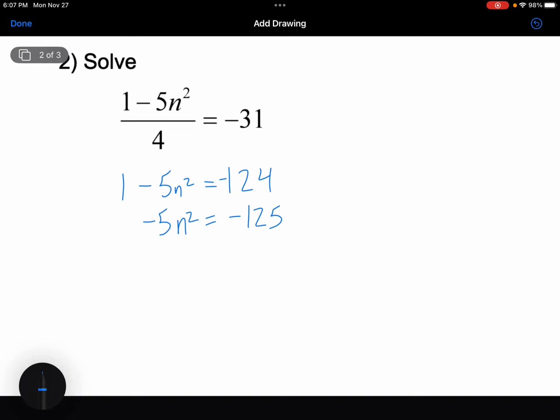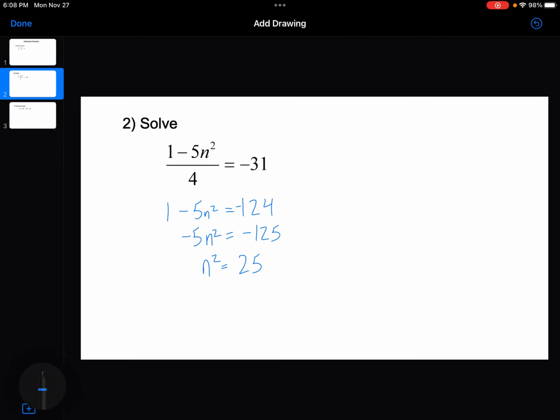Now there's really two ways to solve this. So we can create n squared equals 25 by dividing the 5 over. Now a lot of people struggle at this part. So there's two ways to do it. The first way would be that we get n equals plus or minus the square root of 25 because we've added in the square root. So then we get n equals plus or minus 5.